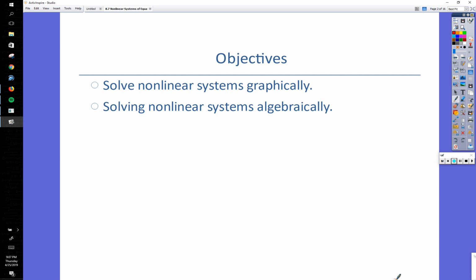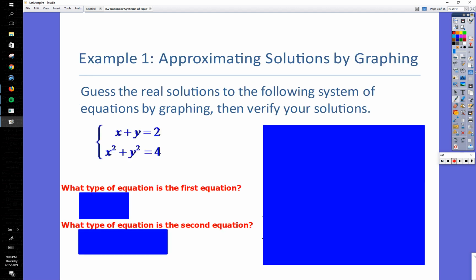So we're going to be doing things with parabolas, circles, lines. Then also we're going to be doing nonlinear systems algebraically, and that's mainly going to be substitution, if you remember that back from 8.1. So we're going to jump in and go ahead and look at this graphically.